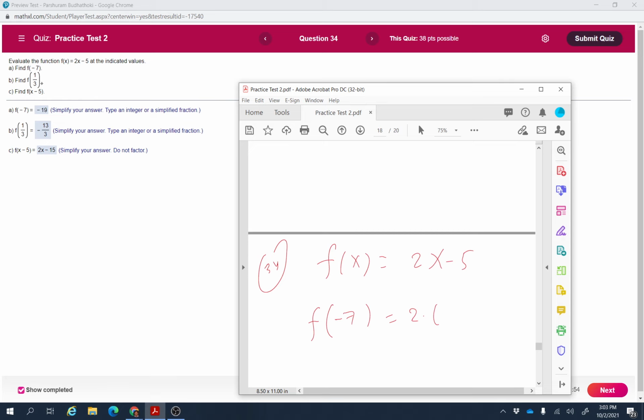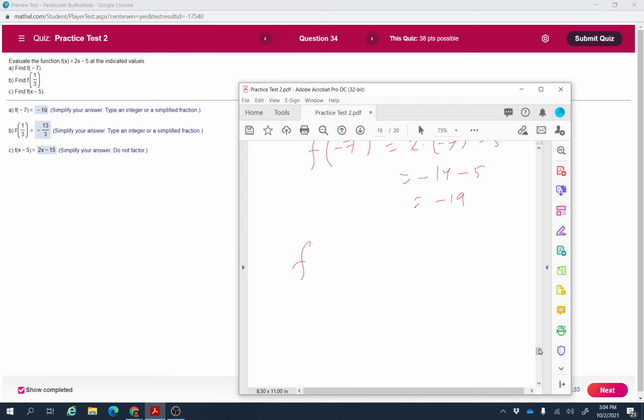Wherever you see x on the right side of the function, just replace that x by that number or anything you have been given here. So 2 times -7 is -14. So -14 minus 5 is -19. That's the reason the answer is -19. I'm going to skip part B, but I'm going to show you part C.